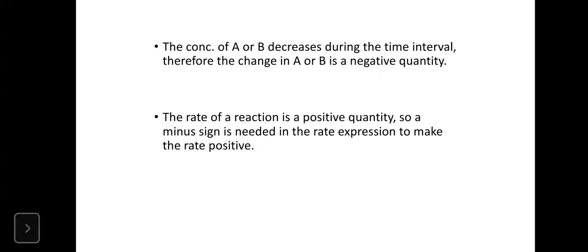Okay, so look at the explanation. The concentration of A or B, each of them decreases during the time interval. Therefore, the change in A or B is a negative quantity. That is the significance of the negative sign in front of A and B. The rate of a reaction is positive, so you need to put a negative sign in front of A.